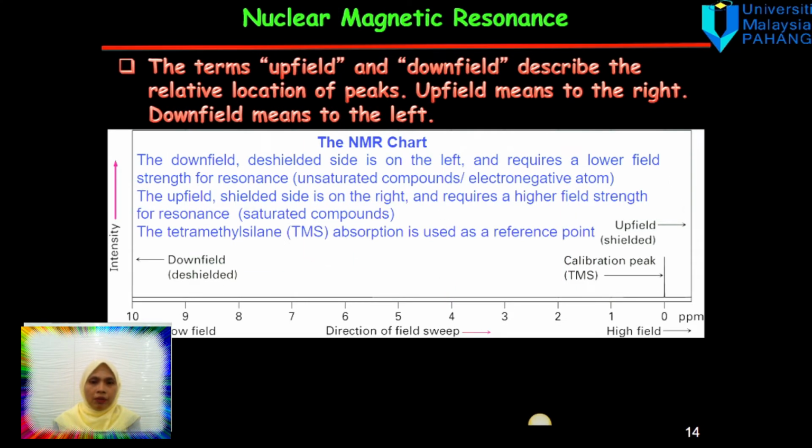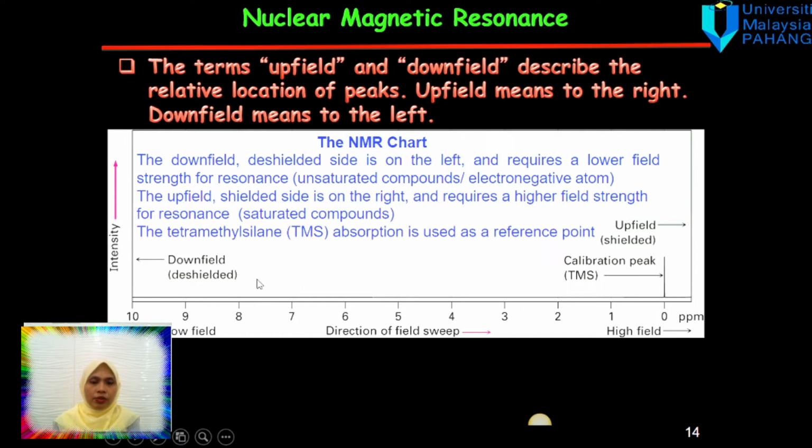The two important pairs of terms in the NMR spectrum are shielded and deshielded, upfield and downfield. These are the two terms that are always used. What is upfield and shielded? Upfield is for the protons that are shielded. A shielded proton is a proton attached to a saturated compound. And downfield is for deshielded, and the numbers are bigger compared to upfield.